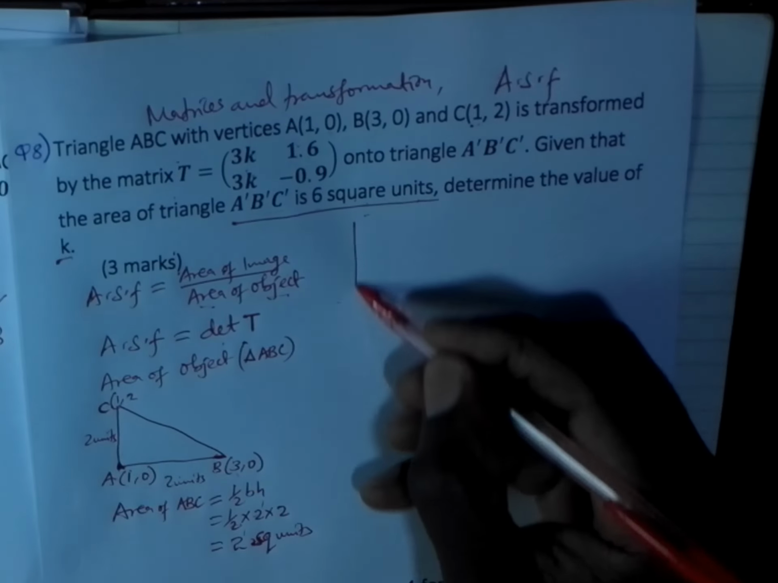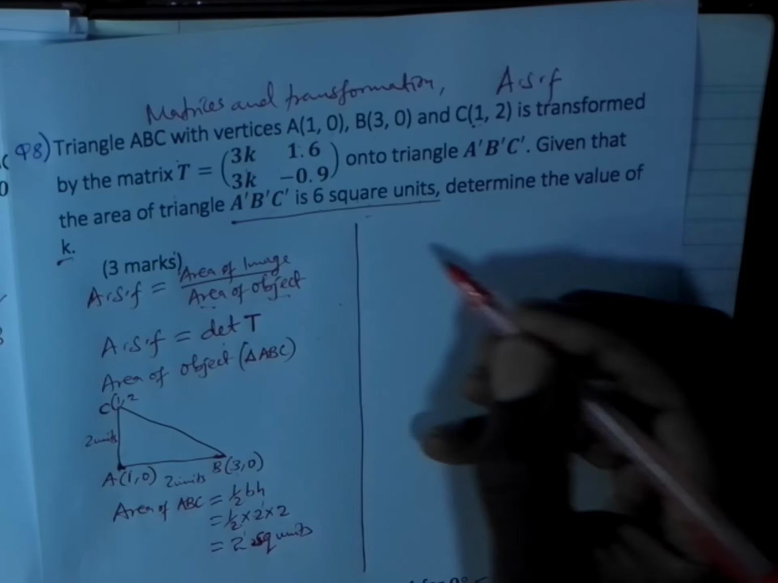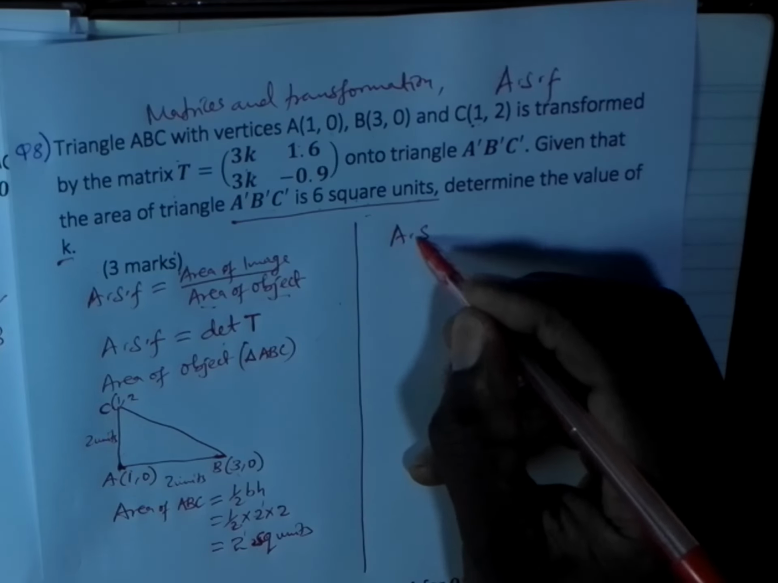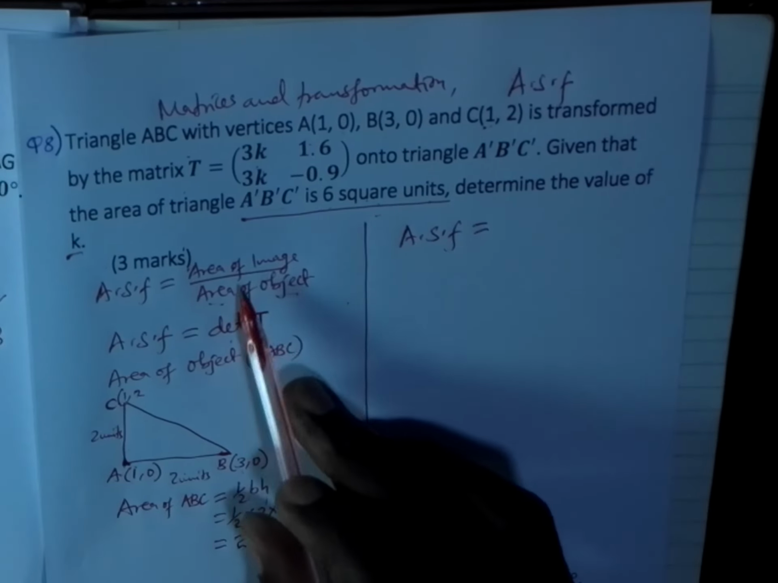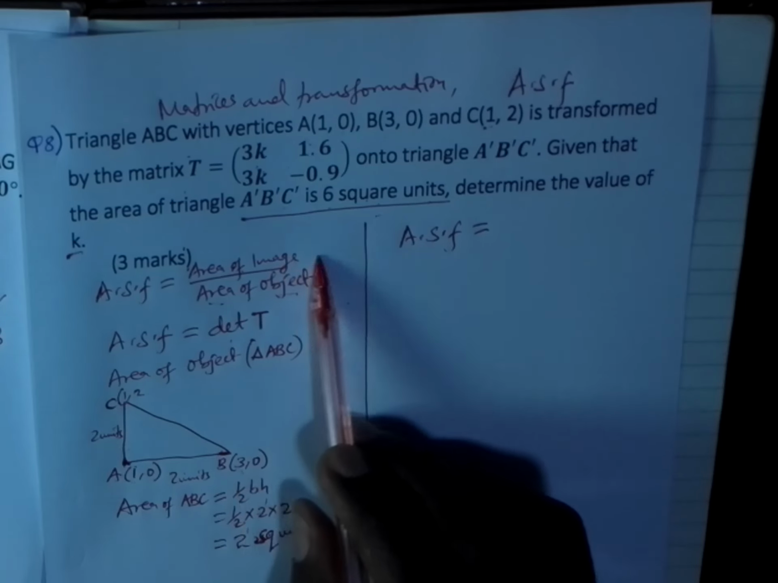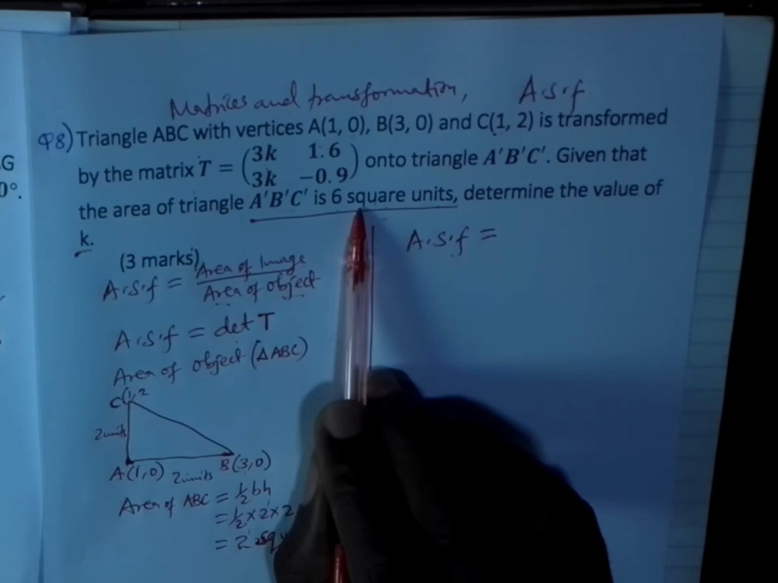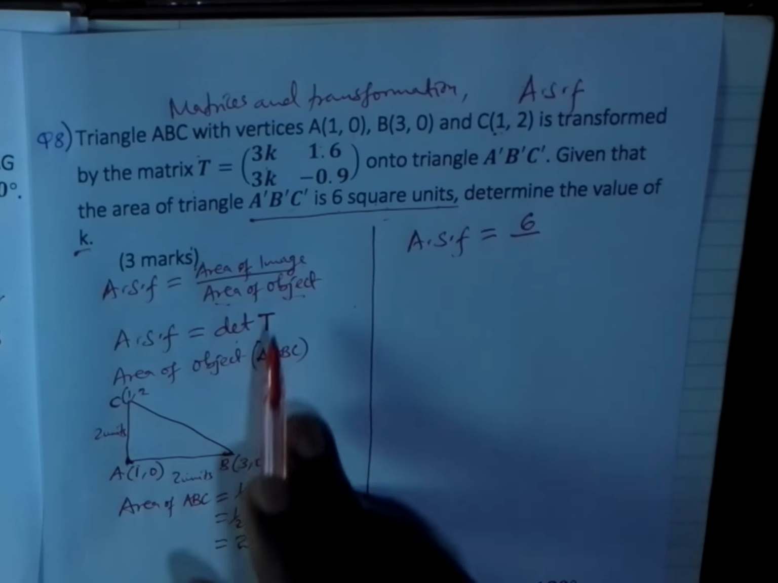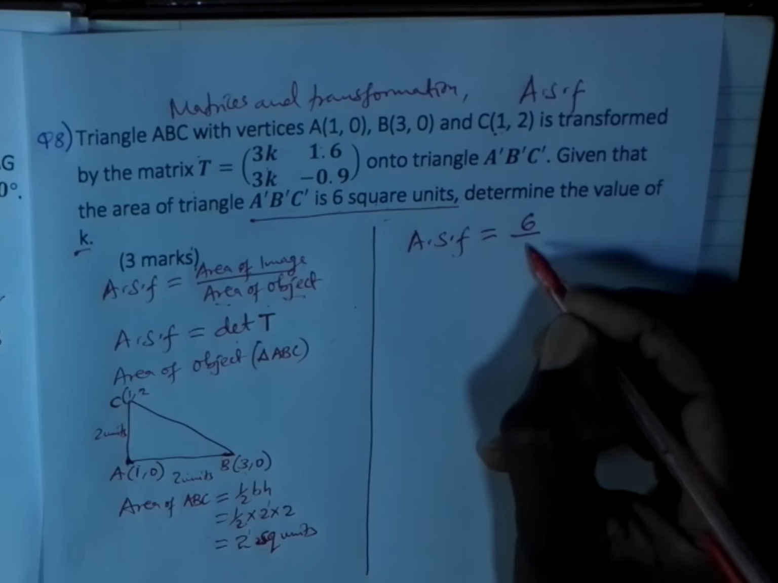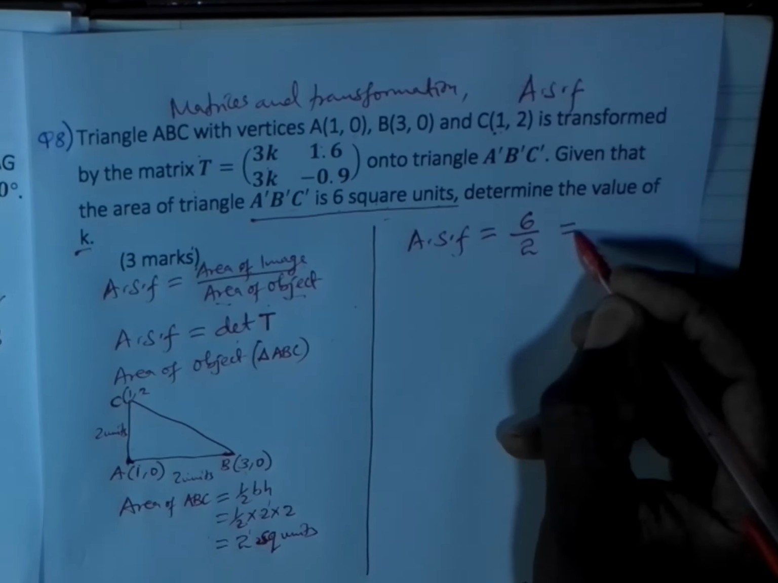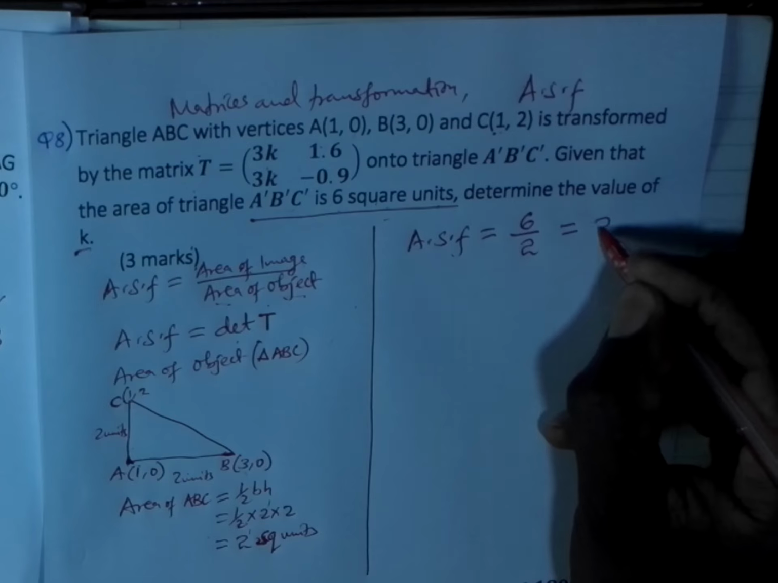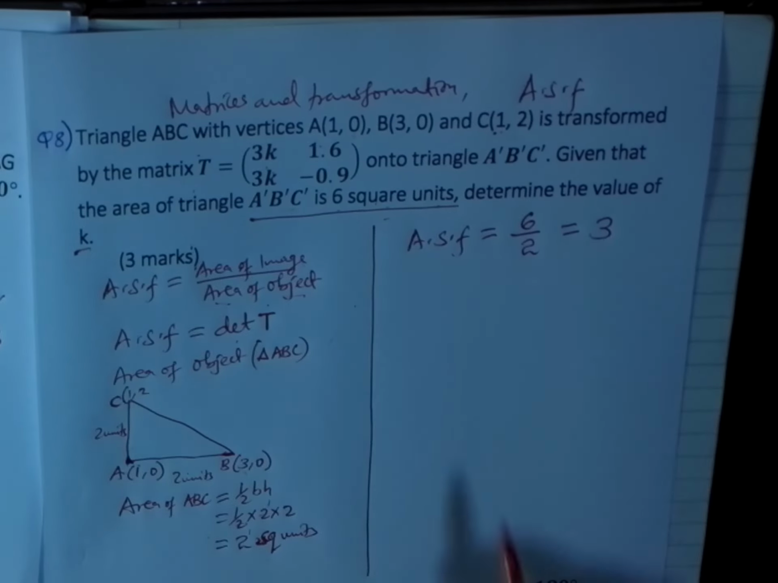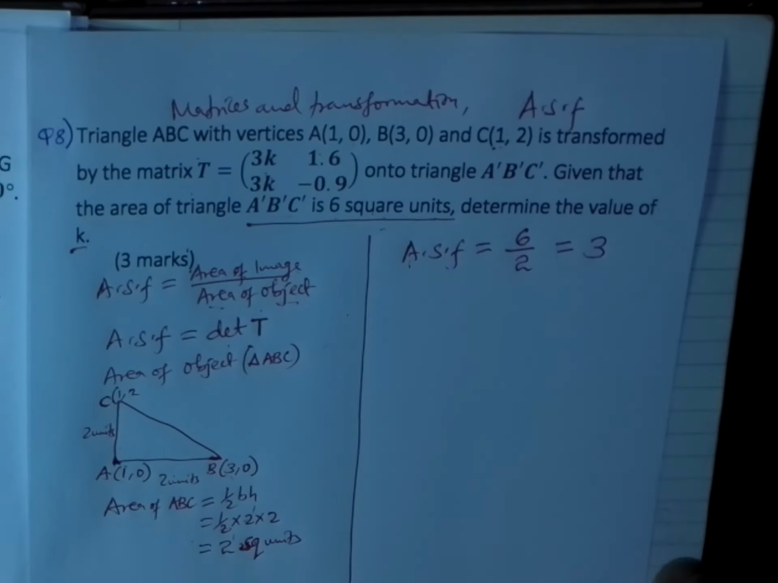And therefore, we can now get the area scale factor, which is given by the area of the image, which we are provided with, which is 6, over the area of the object, which is 2. So we end up getting 3. So the area scale factor is equal to 3.